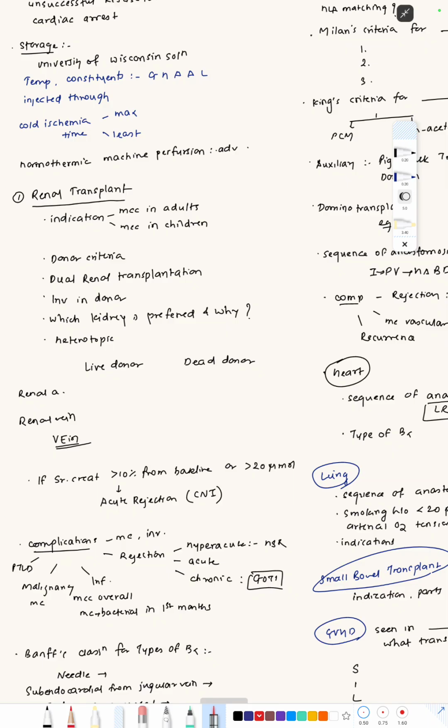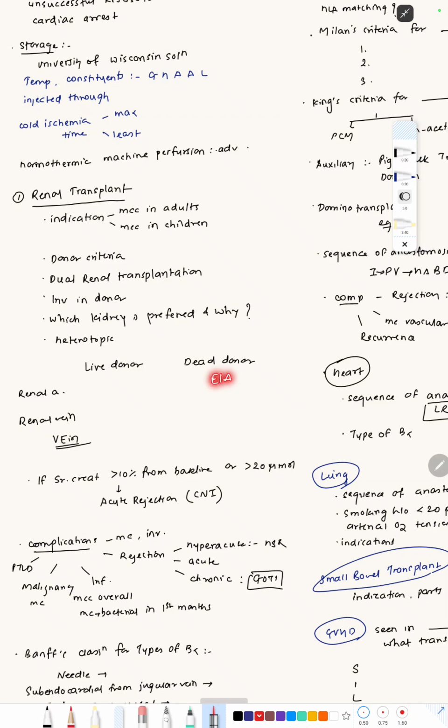Now this particular table is very important, that is the site inside a live donor and dead donor, renal artery and renal vein. So in the vein, this particular mnemonic, that is VE, capital E. According to this, in the renal vein, whether it's a live donor or dead donor, it remains the same. End to side anastomosis is done, and the renal vein of the donor is attached to the external iliac vein. The renal artery in a dead donor follows the same criteria.